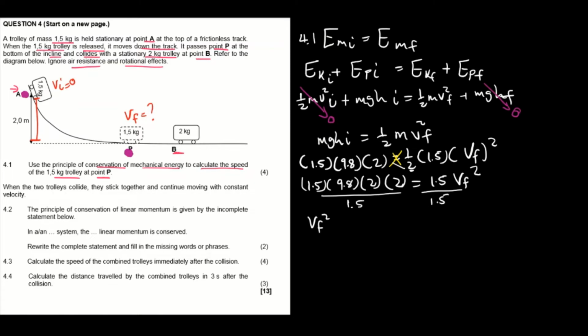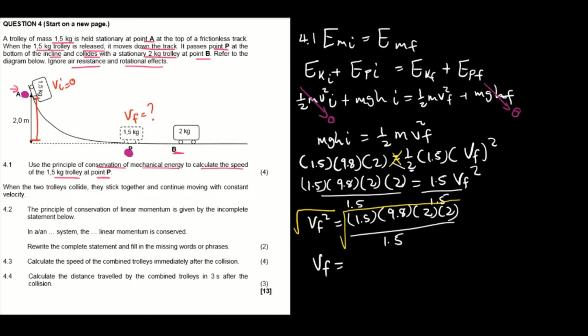So V final squared is equal to 1.5 multiplied by 9.8 multiplied by 2 multiplied by 2, divided by 1.5. But because we want V final, we're just going to put the square root, and then the V final of the trolley is going to be 6.261 meters per second if you punch your calculator correctly here.